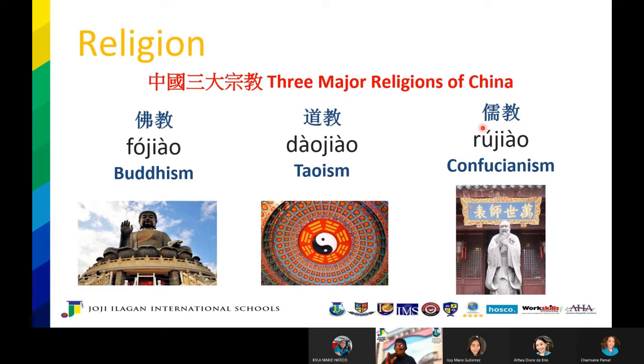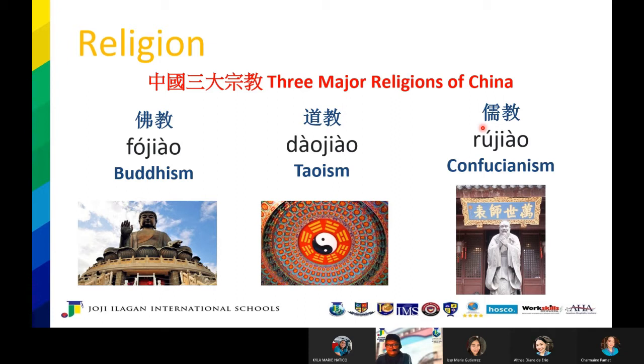So these are the three major religions of China. Buddhism is the largest among these three, Taoism is next, then Confucianism is third. They all work together in bringing up the culture of China as we know it today.